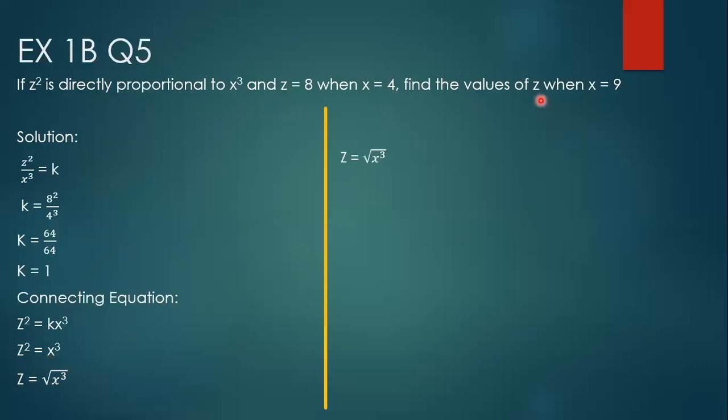Now replace x with 9. What is the cube of 9? 729. Whenever you take a square root of something, you get positive and negative values both. So z will be either plus 27 or minus 27.